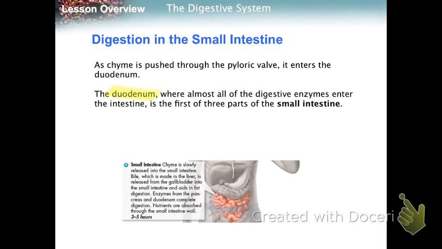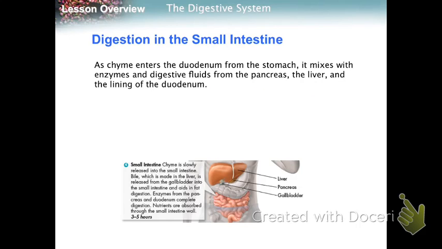The duodenum is the beginning of the small intestine. It's where almost all of the digestive enzymes enter the intestine. So here we go into the small intestine. It mixes with enzymes and digestive fluids from the pancreas, the liver, and the lining of the duodenum.